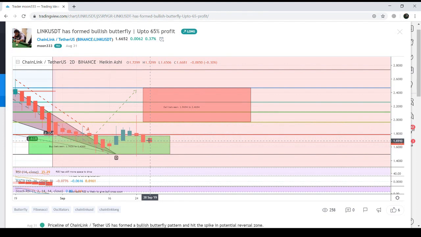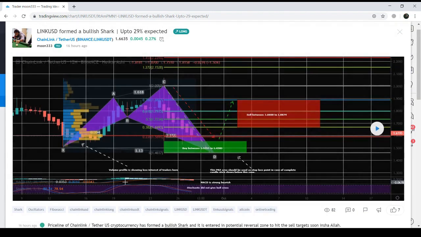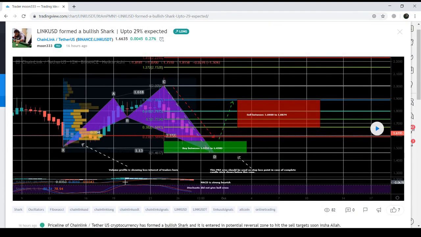Now the price action has formed another harmonic pattern, and I have just published this chart a few hours back. This is a 12-hour chart, and on it you can see the price action has formed a bullish shark pattern. On this short time period chart, the price action has almost entered the potential reversal zone. So far it has just hit a spike in the potential reversal zone, but I'm expecting that the price action will soon enter the potential reversal zone completely.